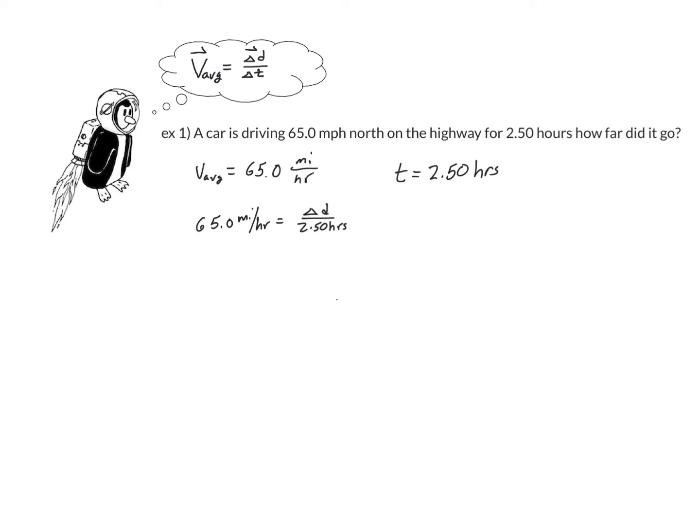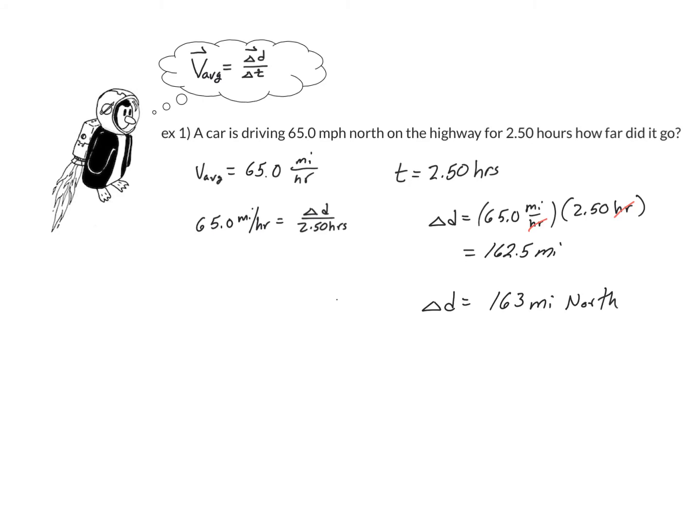We have to do a little bit of algebra to get delta D by itself, so I'm going to multiply both sides of the equation by 2.5 hours. This gives me delta D equals 65.0 miles over hours times 2.50 hours. Notice we have hours on the top and on the bottom, and they cancel out, giving us only a unit of distance, which is what we're looking for. Now our calculator will tell us 162.5 miles. We have to round this to the correct number of sig figs, 3 in this case. So for our final answer, we will say the change in distance is equal to 163 miles north, meaning we traveled 163 miles further north than where we started the problem.